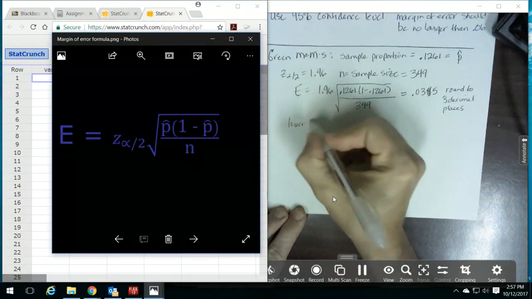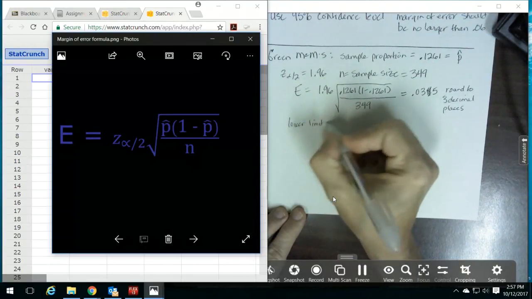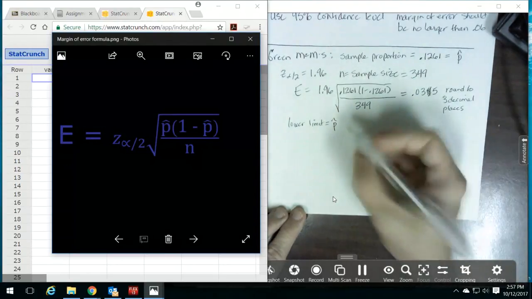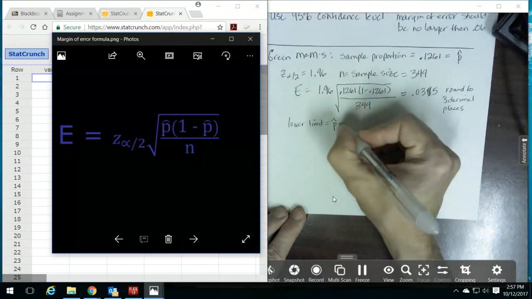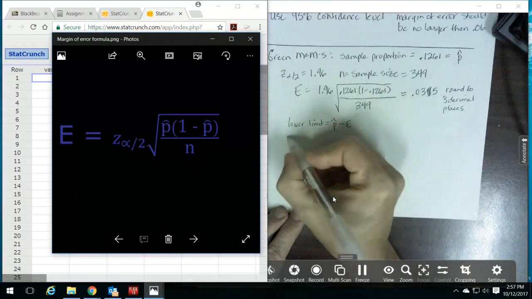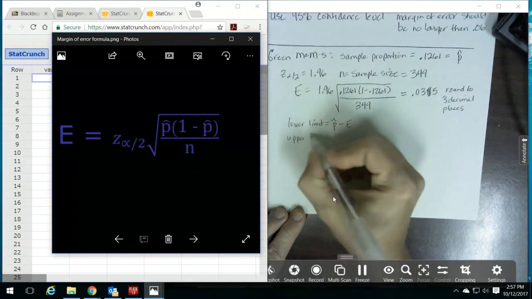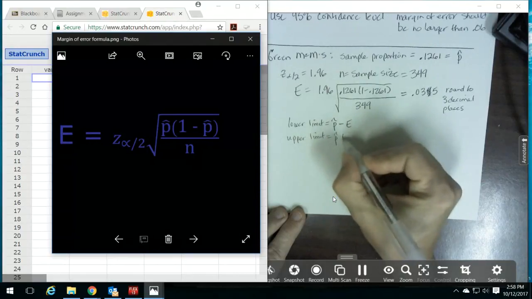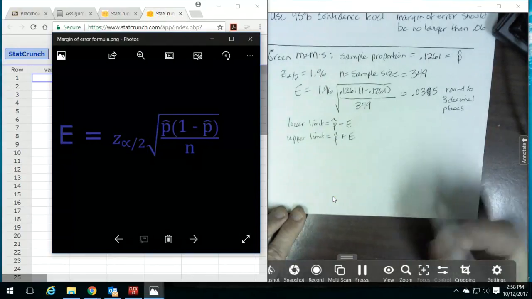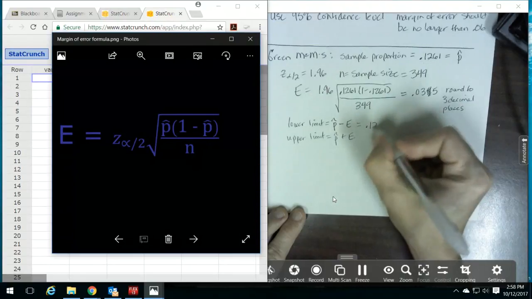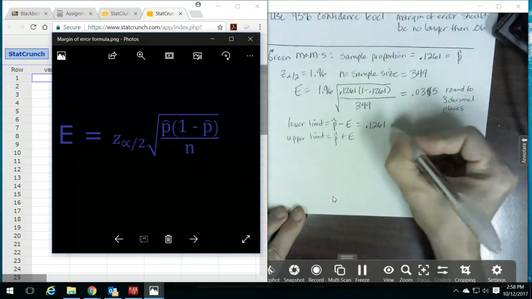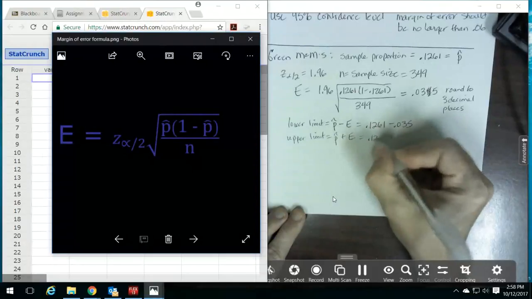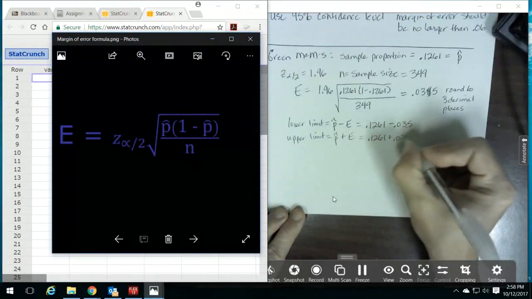So my lower limit is my sample proportion, which was the 0.1261, minus the margin of error. My upper limit is my sample proportion plus my margin of error. So I've got the 0.1261 minus the 0.035 and the 0.1261 plus the 0.035.